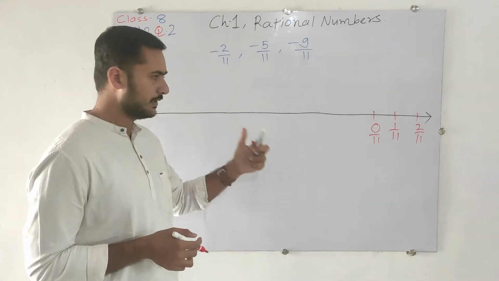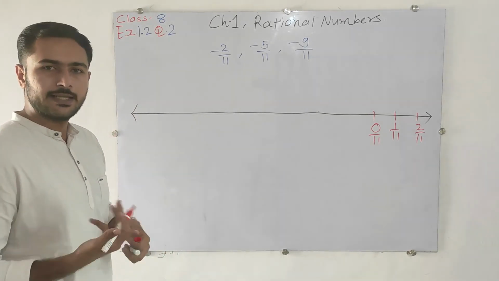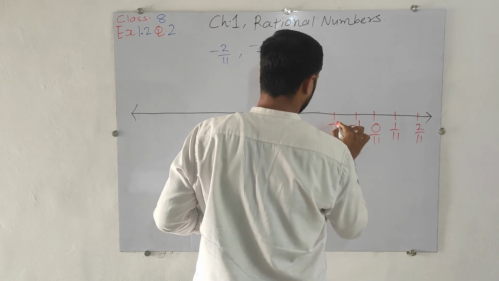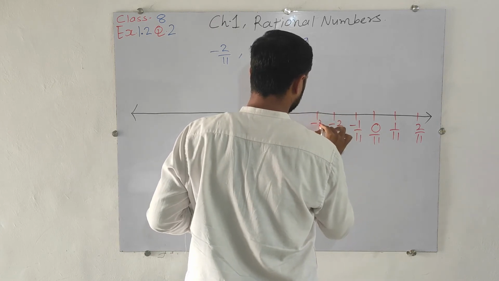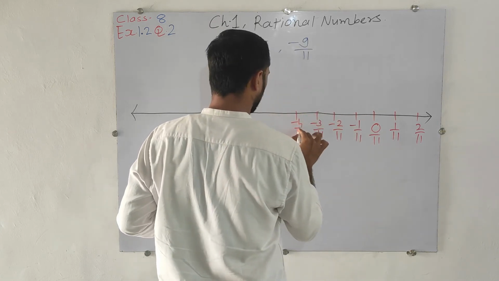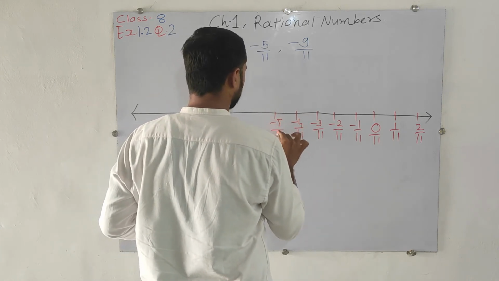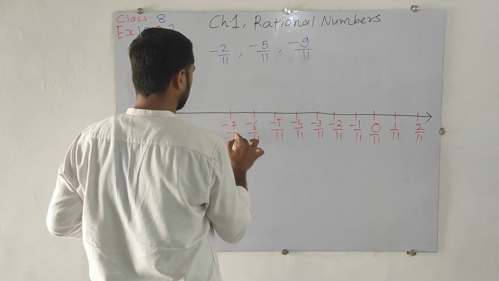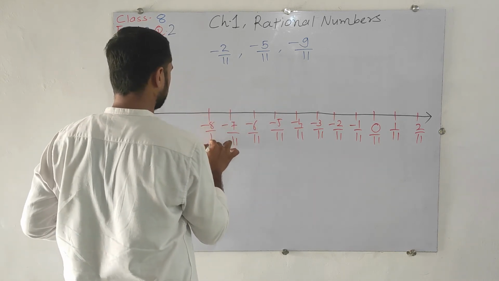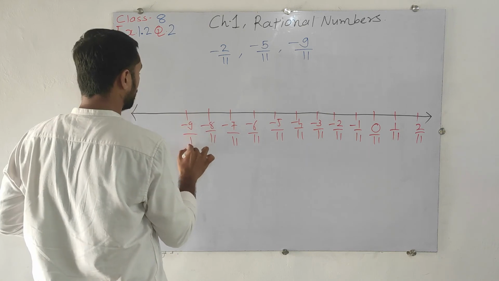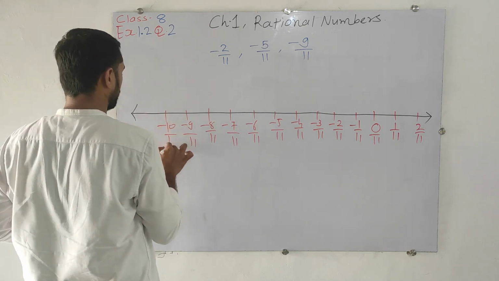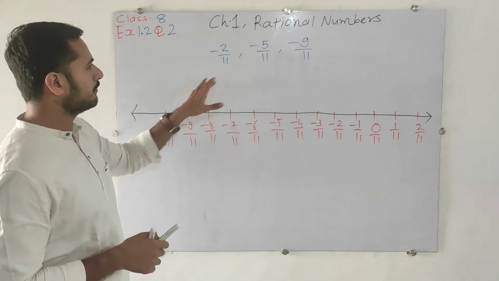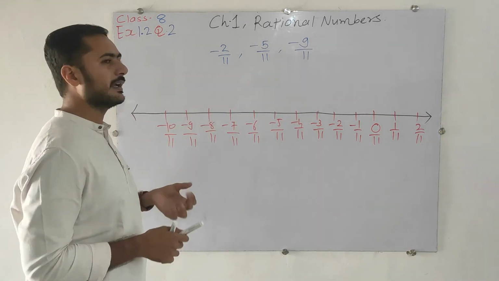So now I need to move towards the negative side. For the left hand side: minus 1 by 11, minus 2 by 11, minus 3 by 11, minus 4 by 11, minus 5 by 11, minus 6 by 11, minus 7 by 11, minus 8 by 11, minus 9 by 11, minus 10 by 11. Okay. Now there is no need to write minus 11 by 11, because the maximum number is 9. Okay, so it's written up to minus 9 by 11.